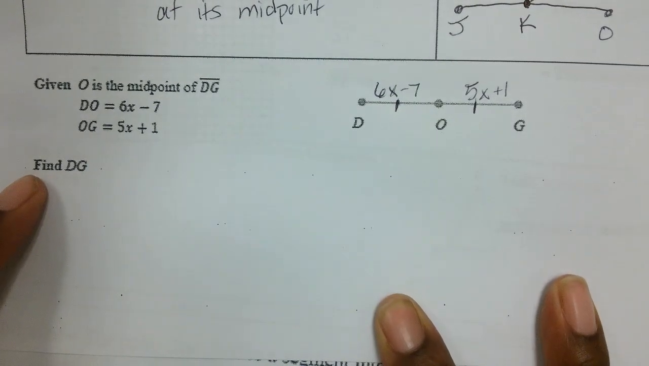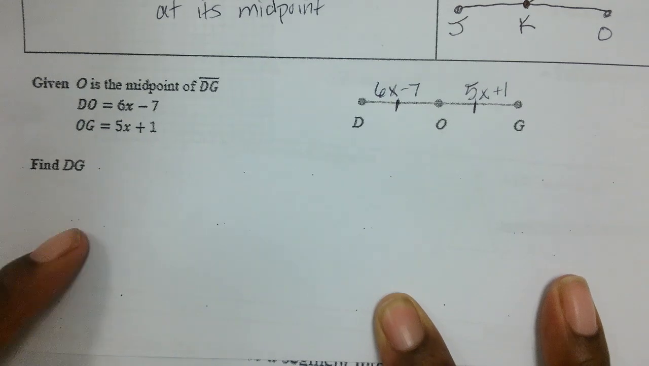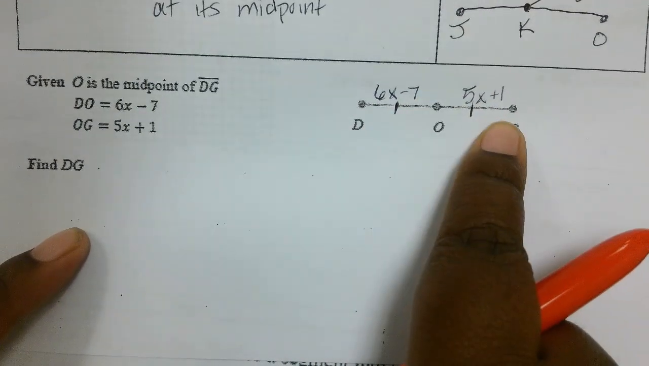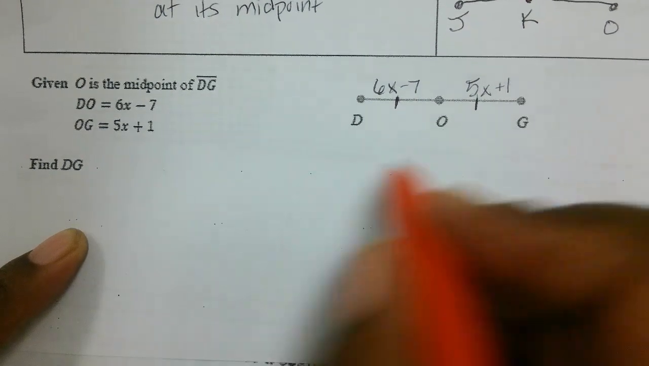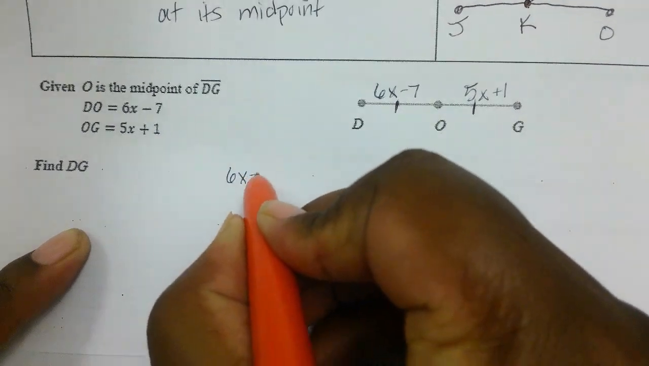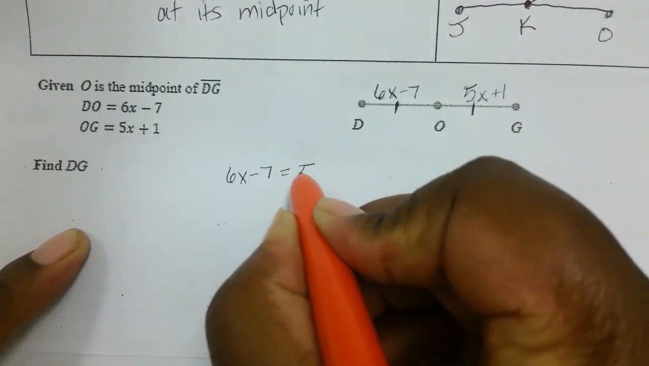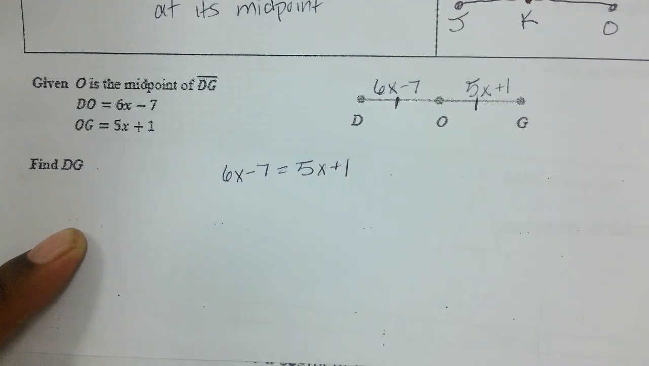So I need to find DG. Well, the only thing I know right now is that these two are equal. So geometry is about relationships a lot. Knowing that these two are equal, I can set up an equation. I can say that 6x minus 7 equals 5x plus 1. And then I can solve that.